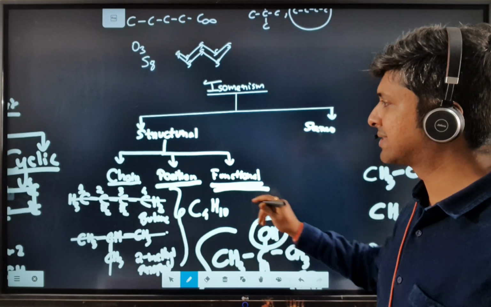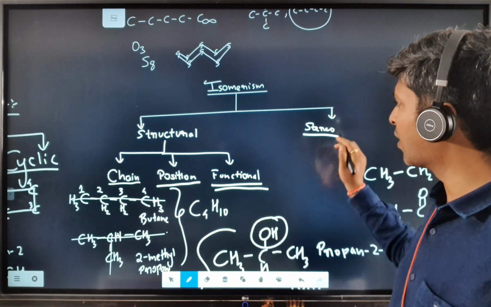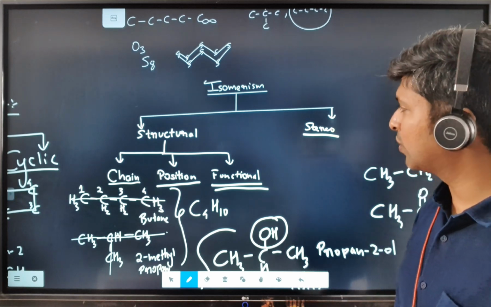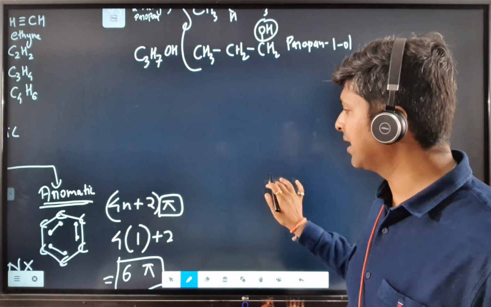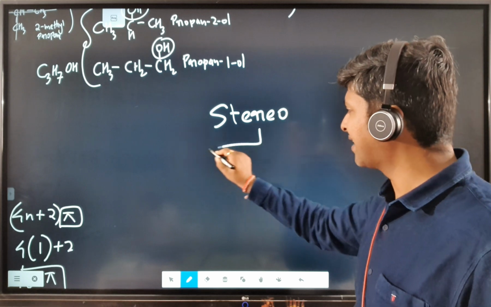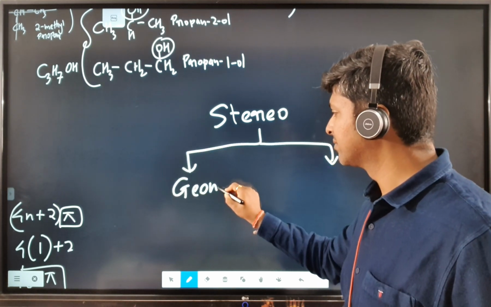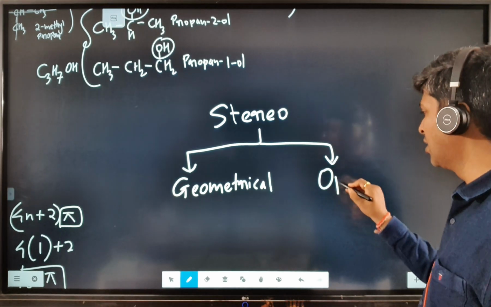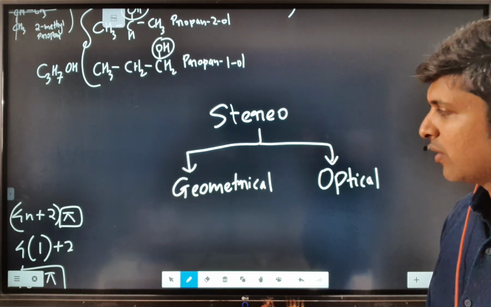So we have done the basics of isomerism just now. We have done structural isomerism: chain, position, functional. We're going to move on to stereo isomerism. Now what is stereo isomerism? In stereo we'll include, let me take it separately because we're falling short of space over there. So we'll take it separately. Stereo isomerism. Stereo meaning 3D, by the way. So we'll be having geometrical isomerism and optical isomerism. So what is geometrical and optical isomerism?